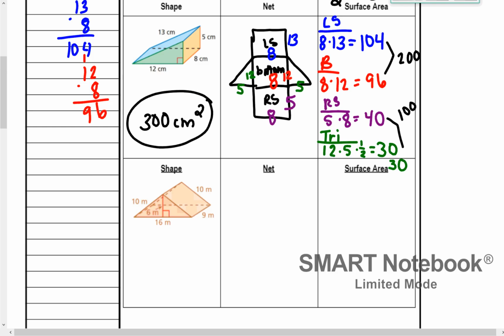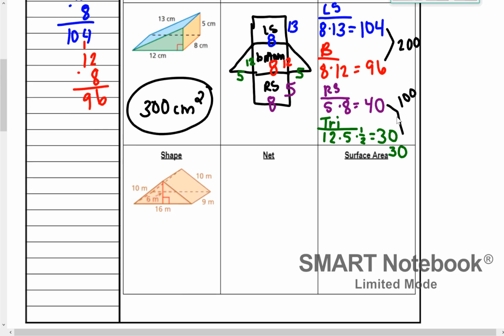Alright, so like I said, it's very, very similar to rectangular prisms. It's just that we have those triangles instead of all rectangles. Remember, we have 2 triangles and they're always going to be the same because they're the bases, and the bases always have to be identical.